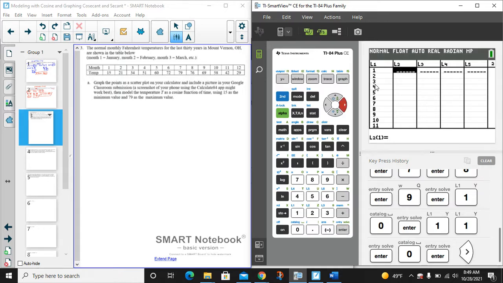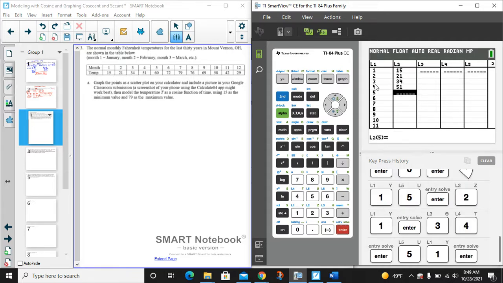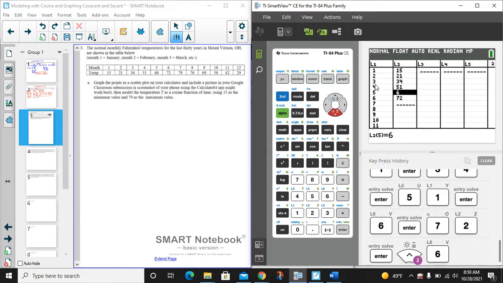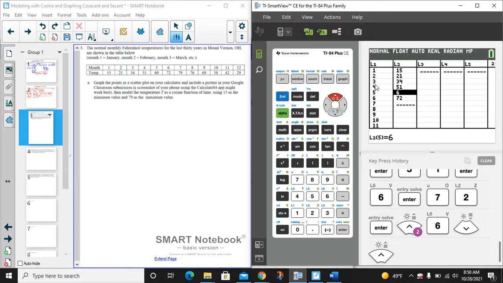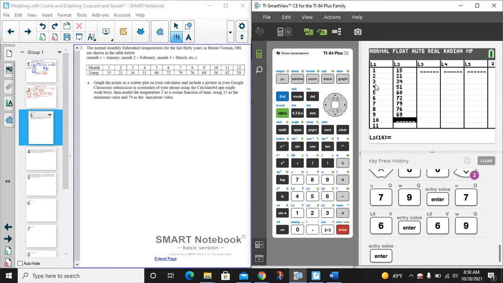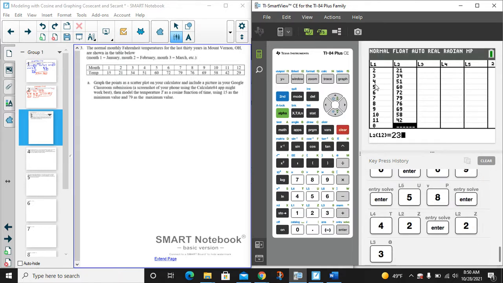So now I'm going to go over here to L2 and put in all of my temperatures. So 15, 21, 34, 51, 60, 72. That should be a 60. Hit re-enter 60. There we go. 79, 76, 69, 58, 42, and 29. Okay, so now we have all of our data in here.